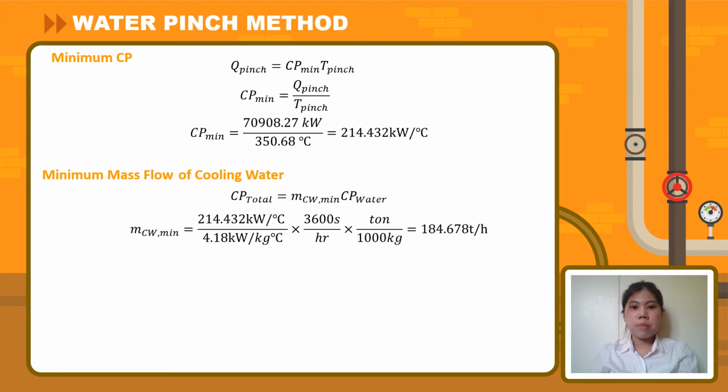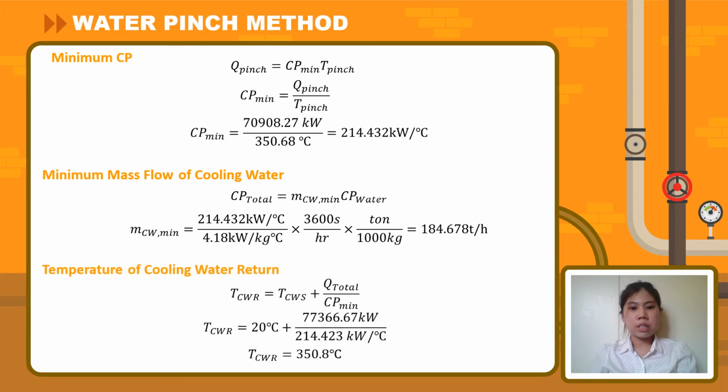Besides, the minimum mass flow rate of cooling water is calculated by dividing the CP min with the heat capacity of water, which is 4.18 kilowatt per kg degree C, and we know that at least 184.678 tons per hour of cooling water is required to supply into the cooling water network. Lastly, the temperature of cooling water return can be calculated by the summation of the temperature of cooling water supply and Q total divided by the CP min. Therefore, the temperature of cooling water return will be at 350.8 degrees Celsius.